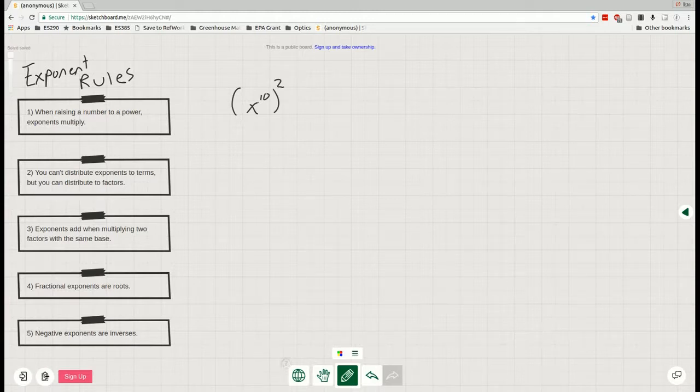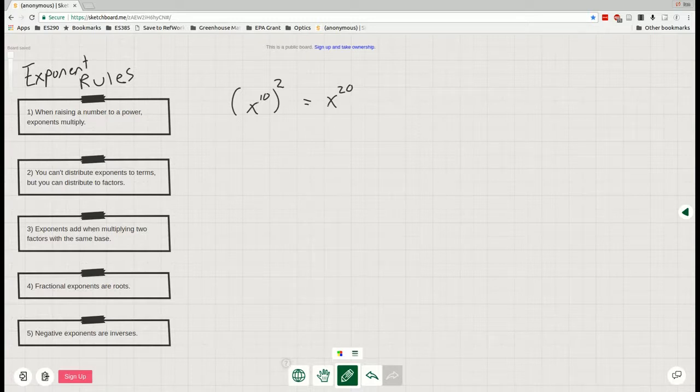We've got two layers of exponents there. And the important thing is if we have a number, which is what we have in parentheses here, x to the 10th, and we want to raise it to a power, the exponents multiply. So in other words, the 10 multiplies by the 2 and we get 20. And so this is the same thing as x to the 20th power. Okay, pretty simple. Rule number 2, you can't distribute exponents to terms, but you can distribute to factors.